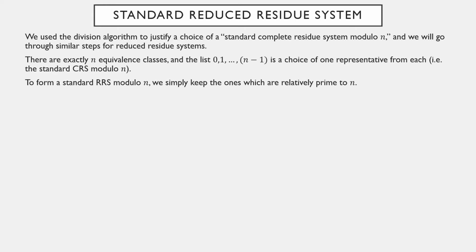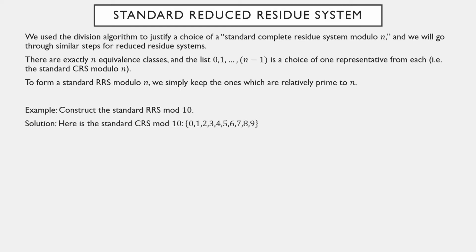To form a standard reduced residue system mod n, we're only going to take the ones that are relatively prime to n, because recall, a reduced residue system has one element from each equivalence class which is relatively prime to n. So from the standard representatives of the equivalence classes, we just keep the ones relatively prime to n. So for example, can we construct the standard reduced residue system modulo 10? Well, the standard complete residue system mod 10 is just 0 through 9.